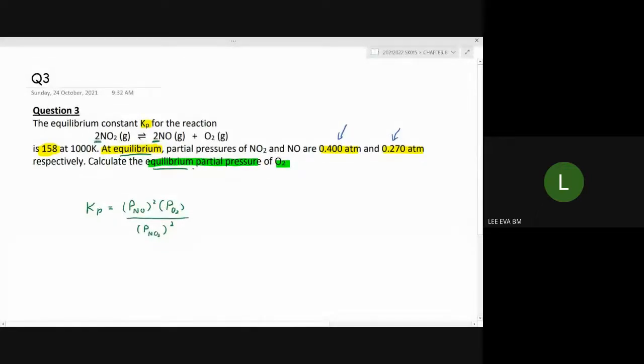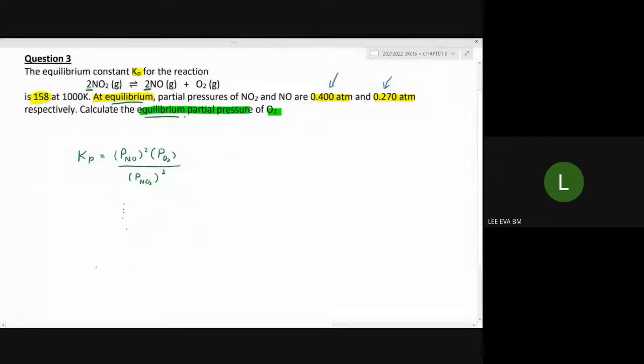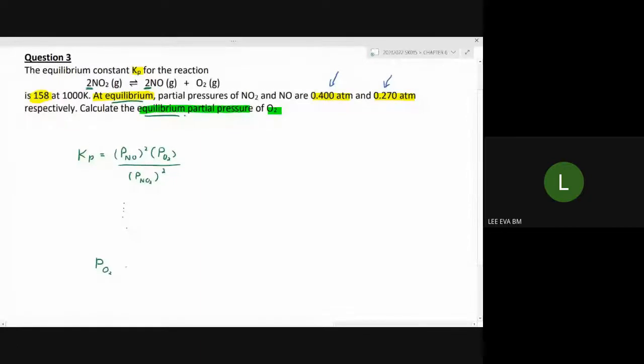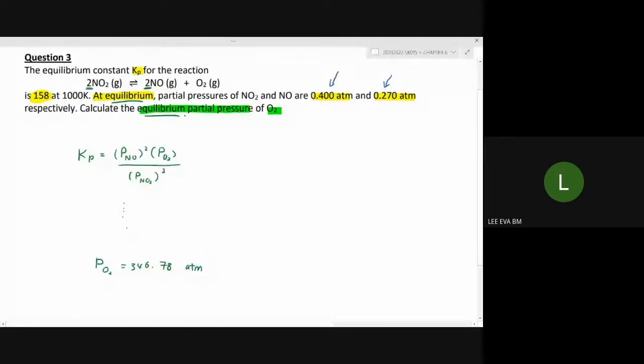Okay, make sure you have the symbol P, because now you are writing for the partial pressure. Jangan terus bracket NO sahaja, mesti kena ada symbol P. Okay, and then you do your substitution, and I will give you the answer for you to check. So partial pressure of oxygen at equilibrium is 346.78 atm. Yang ni catat kita sendiri. Sebab dia agak straightforward lah, cuma buat substitution saja.